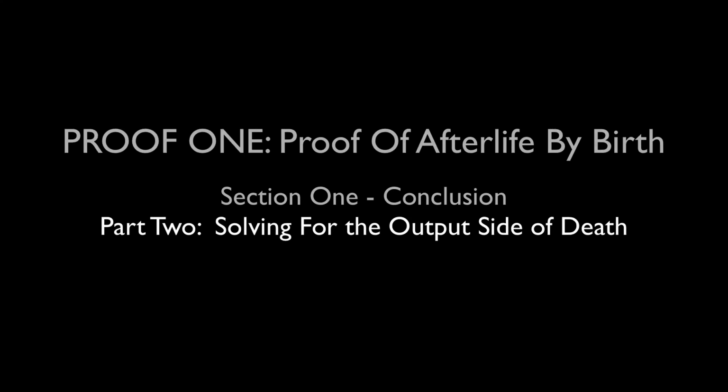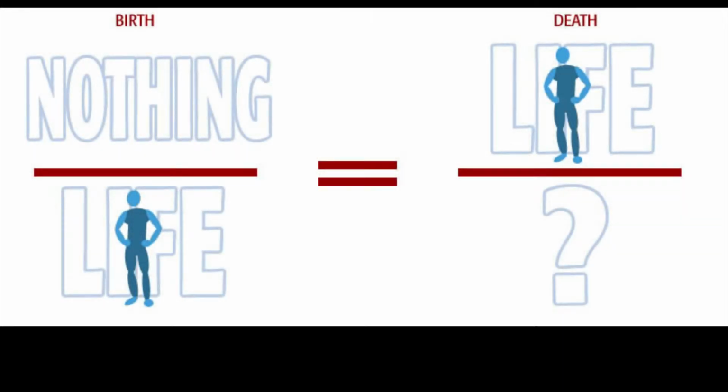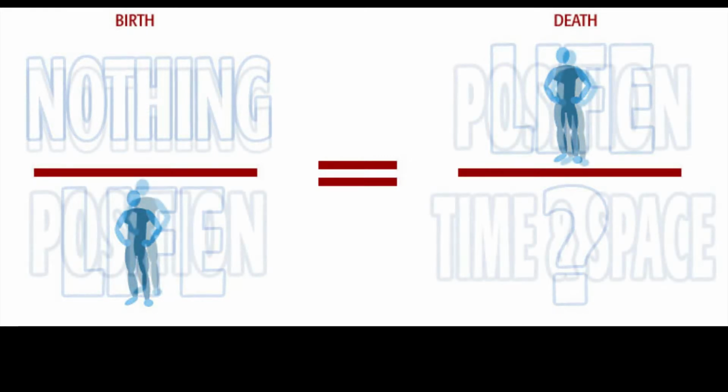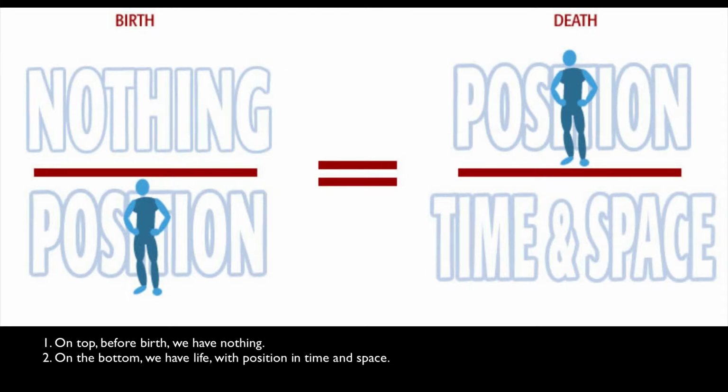Part 2. Solving for the output side of death. To actually define afterlife, we need to take a closer look at our ratio. We need to further define what comes out of birth and goes into death. This is clarified by the equation shown here. We define the left ratio first. 1. On top, before birth, we have nothing. 2. On the bottom, we have life with position in time and space. Life emanates from a position within time and space.